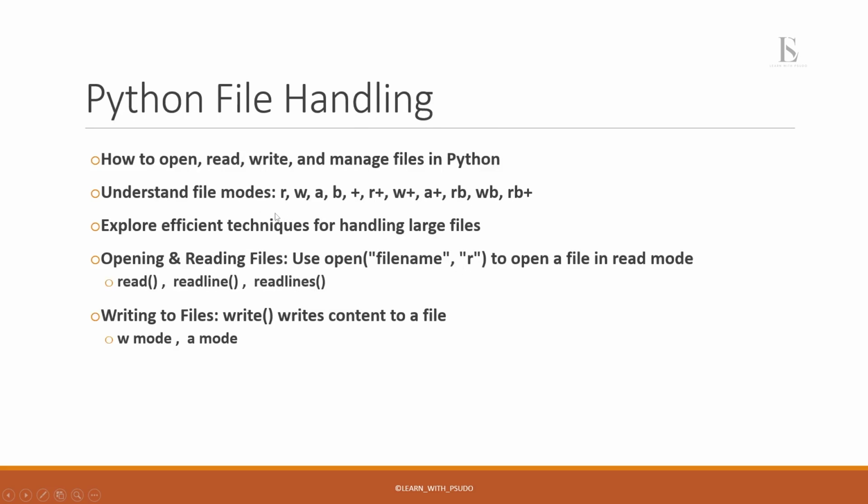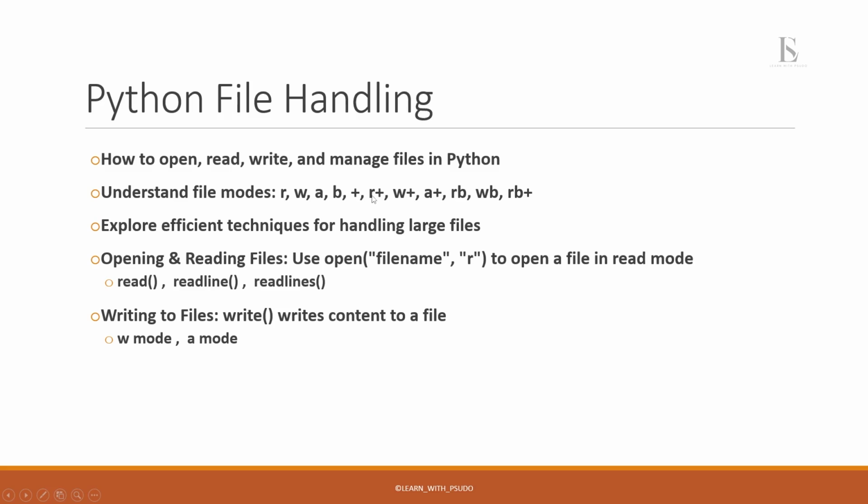Moving on, we had seen file handling: how to open, read, write, and manage files in Python. We had also gone through some examples where we used r, w, a, b as the mode of the file, right? So r is for read, w is for write, a is for append, b is for binary operations. You can also use a plus operator here and combine multiple file modes.